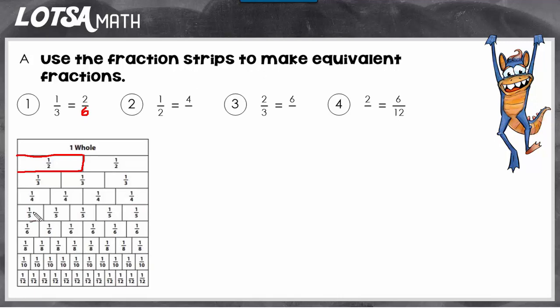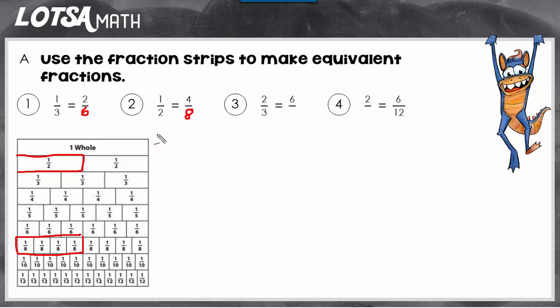So let's try 4/5. 1, 2, 3, 4. And you can see that's more than 1/2. Let's try 4/6. 1, 2, 3, 4. And you can see that's more. So let's try 4/8. 1, 2, 3, 4. And if you look at 4/8, you can see that 4/8 is the exact same size as 1/2. So the equivalent fraction would be 4/8.